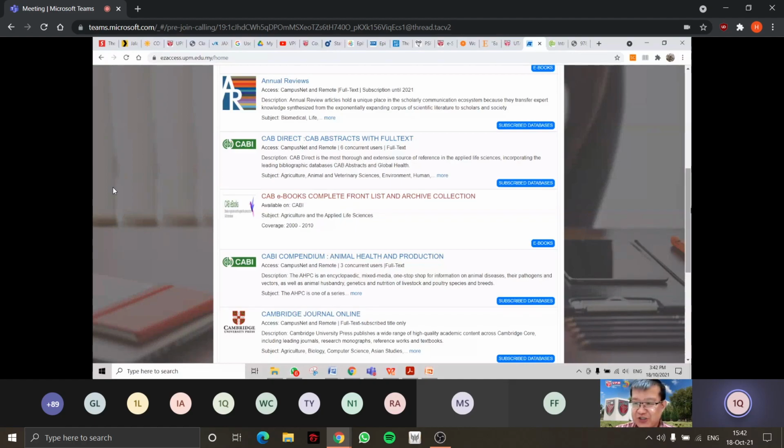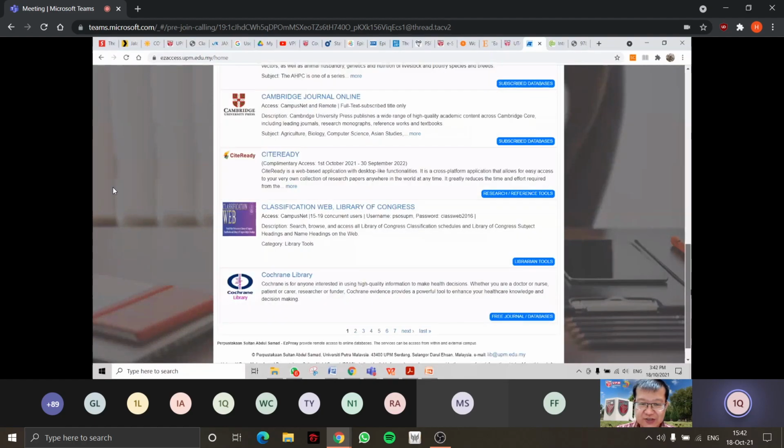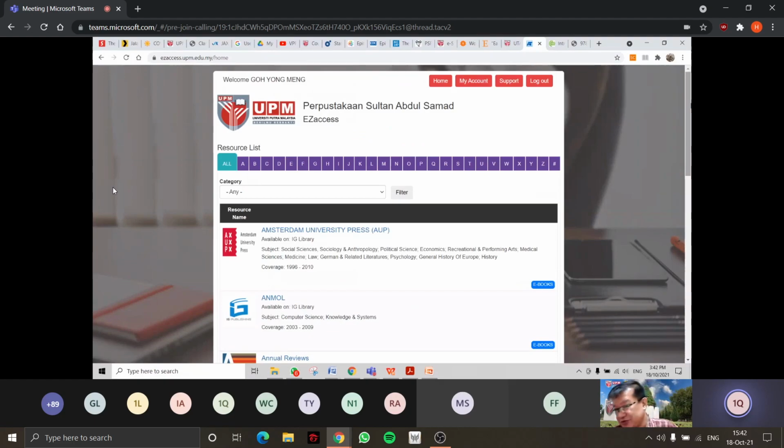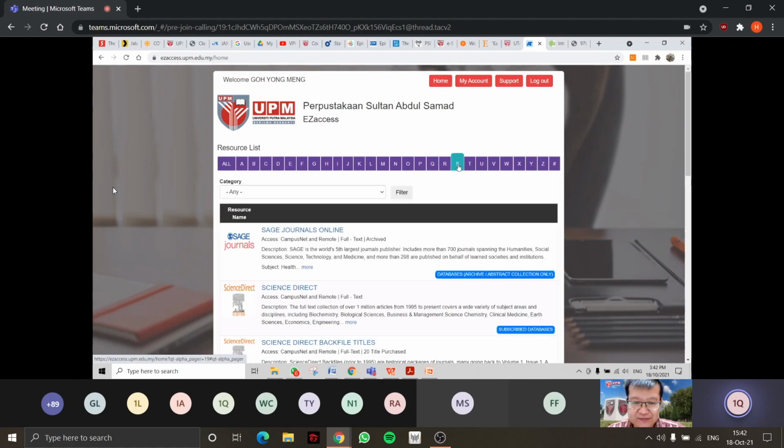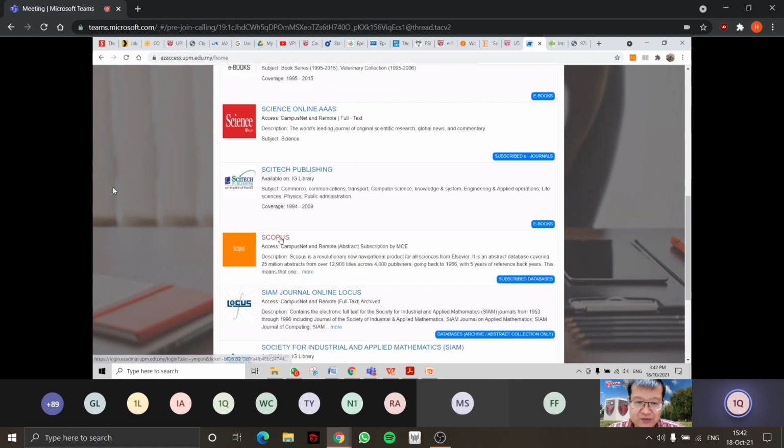Cambridge Journals, everything is here, so you can search. Some of you prefer to use Google. Yeah, fine, fair enough. You can use Google Scholar, maybe even other more specialized engines. Okay, I want to introduce you to one particular database. Click S, ScienceDirect or Scopus. Go to Scopus.